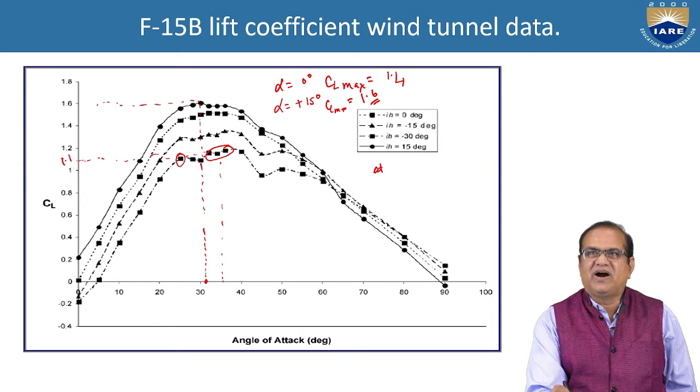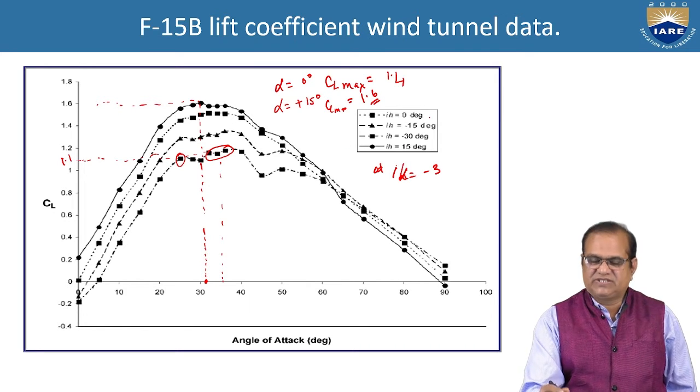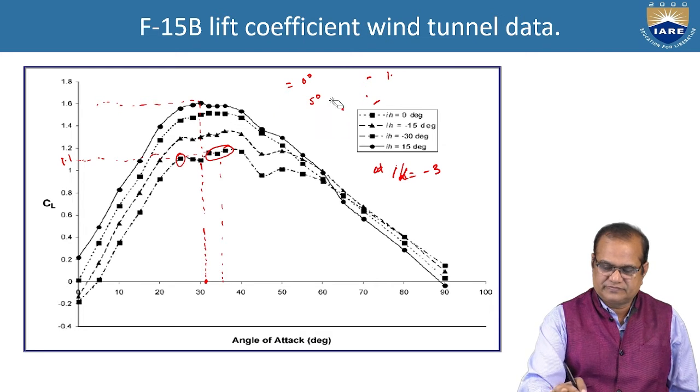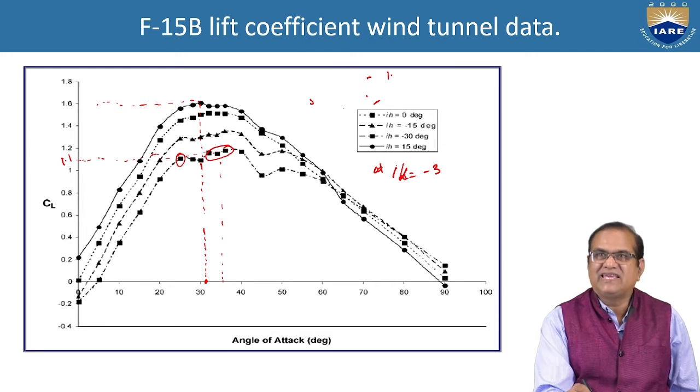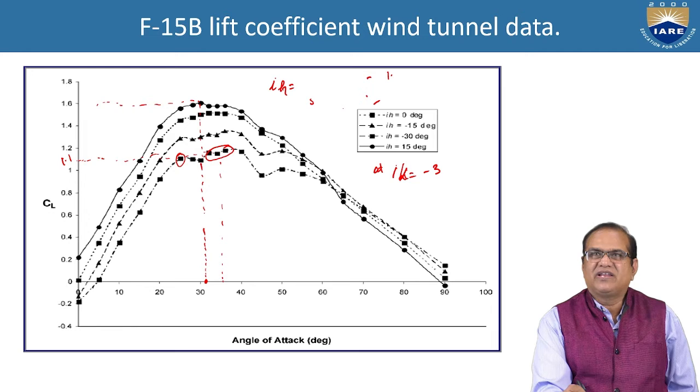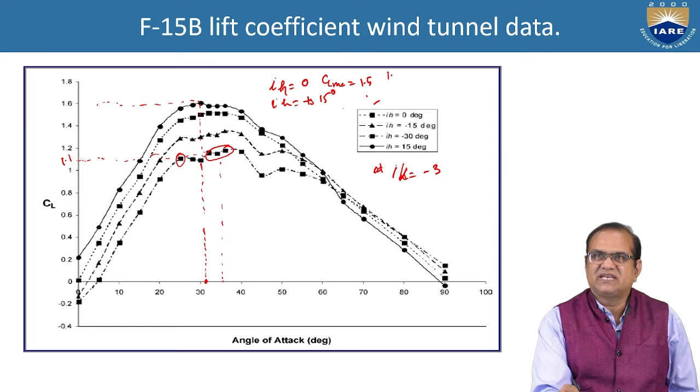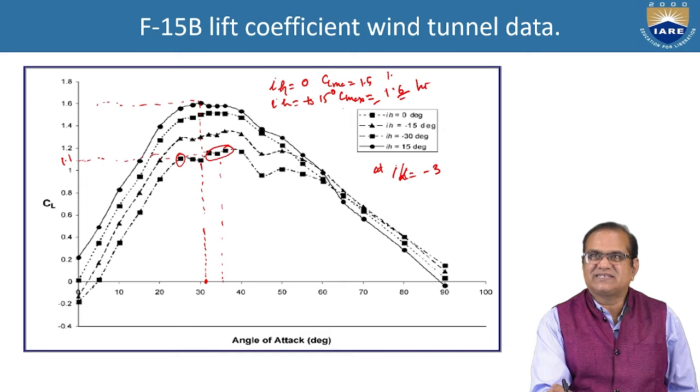But if you go for minus 30, it is not alpha, sorry, it is IH. Okay, so again, when IH is equal to 0 degree, you will get CL max nearly 1.4. IH is equal to plus 15 degree, CL max you are going to get is maximum, 1.6, the highest.